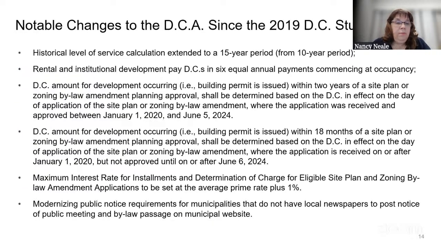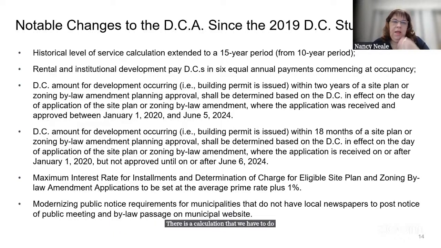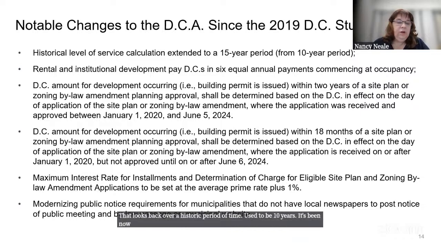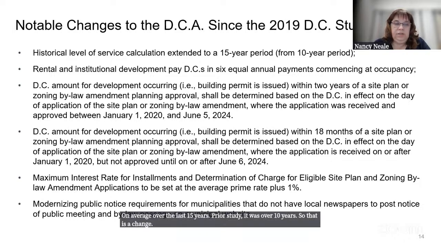So there have been a number of notable changes that have taken place since the city put their last development charge bylaw in place. There is a calculation that we have to do for many of the services that looks back over a historic period of time. It used to be 10 years, it's now been extended to 15 years, where the Development Charges Act says that you cannot charge future growth anything more than what you've provided to your existing community on average over the last 15 years. Prior study, it was over 10 years. So that is a change that has been embraced in this new study.